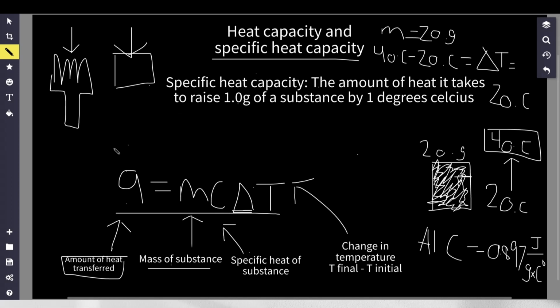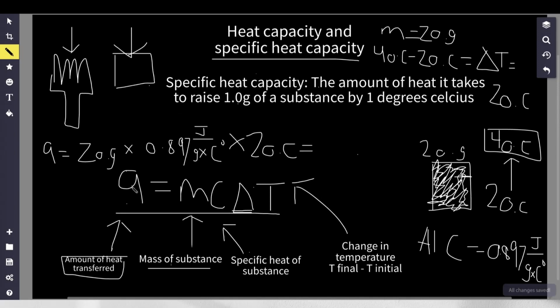So your change in temperature is going to equal 20 degrees Celsius. And let's plug this into our equation. So just write this here. Q equals our mass, 20.0 grams, multiplied by our specific heat, the specific heat of our substance. In this case, this is aluminum, so we're going to use this. So this is going to be grams times Celsius. And you're going to multiply this by your change in temperature, which is 20 degrees Celsius.